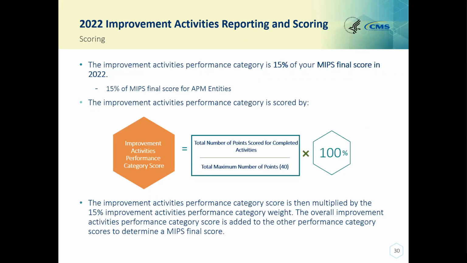Okay, and then for scoring, improvement activities is 15% of your MIPS final score, and it's 15% of the MIPS final score for APM entities as well. The way that we get to this is shown here in a diagram. We take the total number of points scored for the completed improvement activities over the total number of points, which is 40, and then that's multiplied times 100%. The score is then multiplied by 15%, which is our category weight. The IA score is then added to the other performance categories to determine a MIPS final score.